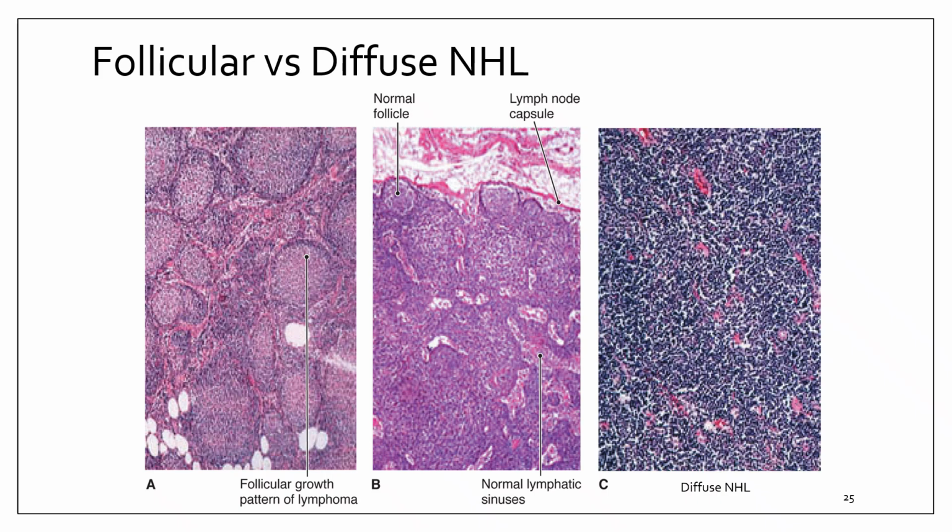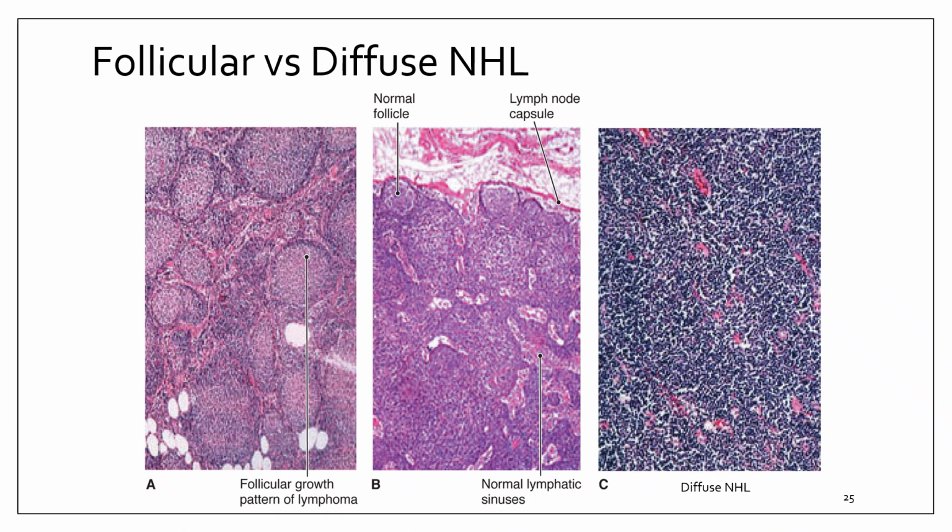Okay? Diffuse pattern equals architectural obliteration. Instead of organized follicles, cells grow in sheets. Normal structure is gone. The sinuses are gone. The cortex and medulla are indistinguishable. If follicular non-Hodgkin's lymphoma rearranges the furniture, diffuse non-Hodgkin's lymphoma bulldozes the entire building.